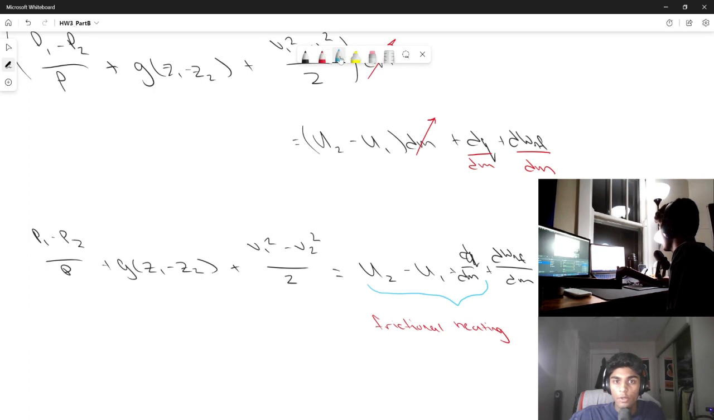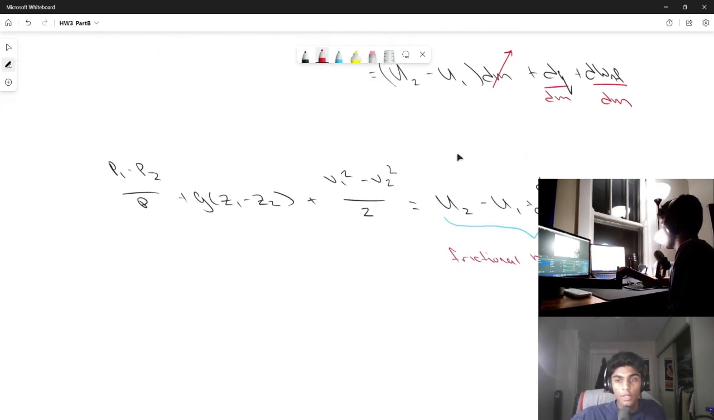And we're just going to assume that this is approximately equal to 0. Our non-flow work is also approximately equal to 0. Very little. We can make it negligible. And so let's rewrite this one more final time.